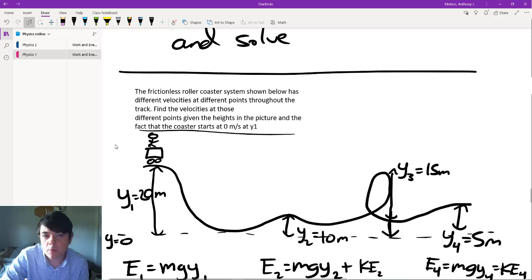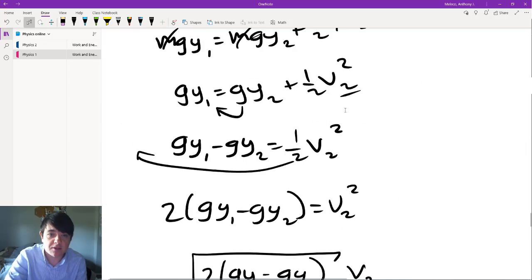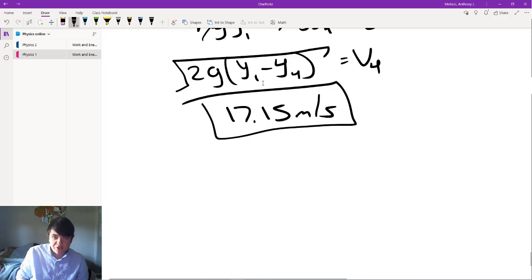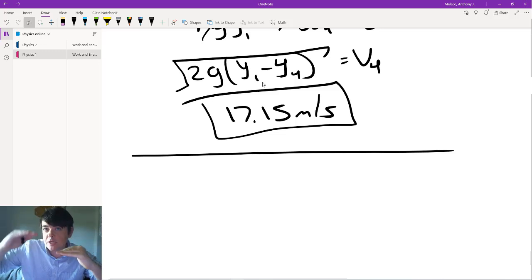So the coaster, all of its energy, because we didn't give it an engine, because we didn't give it a motor, all of its energy that's in the entire system starts with gravitational potential energy. And as you convert gravitational potential energy into kinetic energy, that kinetic energy goes higher. So you'll notice that Y4 is the highest because it has the least height. So there's the least amount of energy in gravitational potential energy and more in kinetic energy because of that.